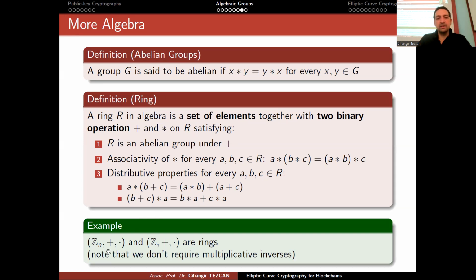Consider Zn with respect to these two operations, addition and multiplication. This is a ring. And the integers again with addition and multiplication are also rings, because, as you can see, for the addition operation, we require it to be a group. But for the second operation, we don't ask it to be a group. So we don't ask for inverse elements in multiplication, but we only ask for these operations, okay? And they are valid.